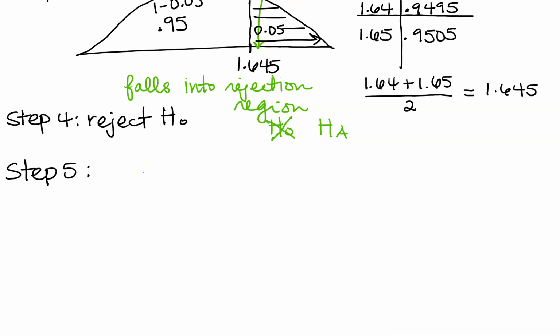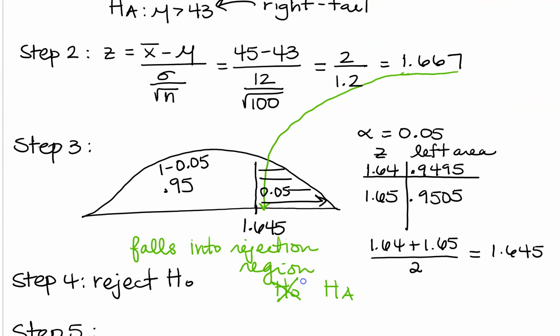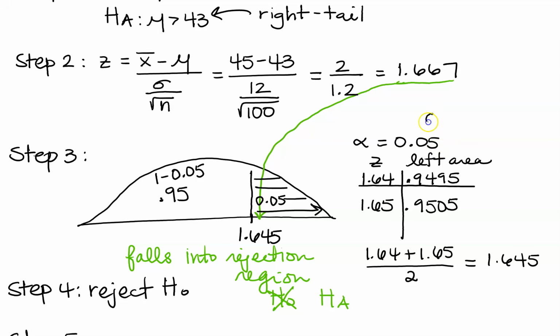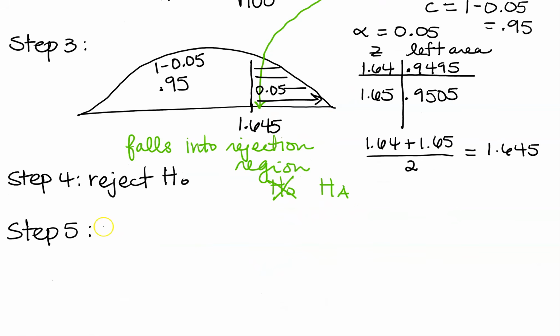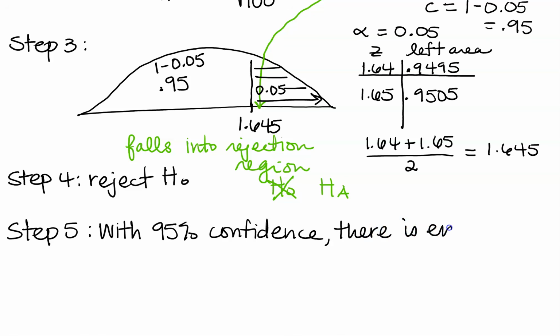We need to discuss our level of confidence. So with what percent confidence are we? If our alpha is equal to 0.05, our C, our level of confidence, is equal to 1 minus that. So we're still at a 95% level of confidence, 0.95. So we can say that with 95% confidence, we are rejecting H0. And so we are saying that there is enough evidence to support HA.